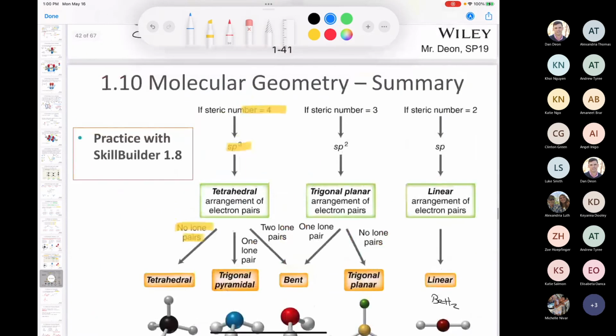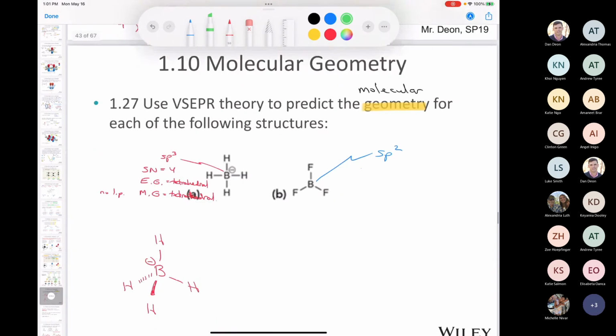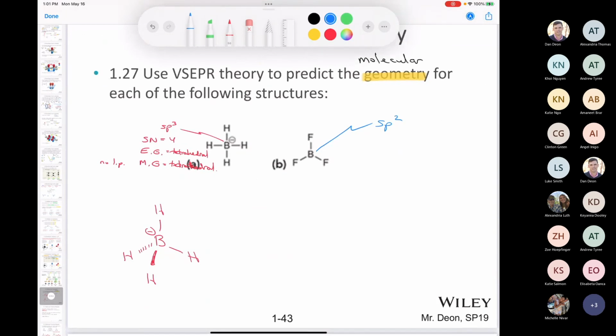If you're wondering how I figured that out, well, I went over here. I said it's got a steric number that's equal to 3. 3 bonds, no lone pairs. So it's sp2 hybridized. Now, if it's got no lone pairs, it must be trigonal planar. So that means that both its molecular geometry and electron geometry are trigonal planar. So we'll just leave it like that.